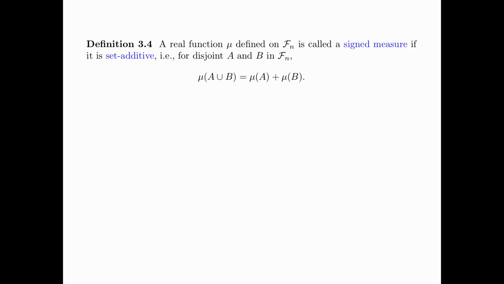A real function mu defined on Fn is called a signed measure if it is set additive. That is, for disjoint A and B in Fn, we have mu of A union B is equal to mu A plus mu B. The set additivity property is satisfied by the weight of objects. For example, the weight of 2 distinct objects is equal to the weight of the first object plus the weight of the second object.